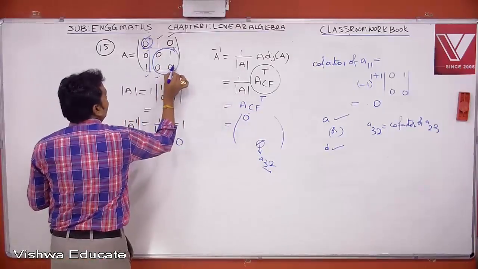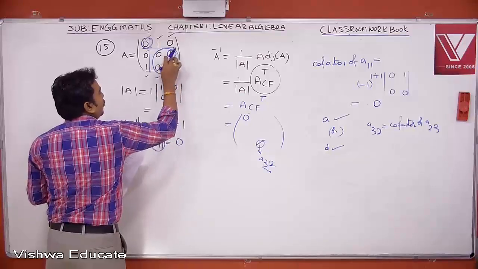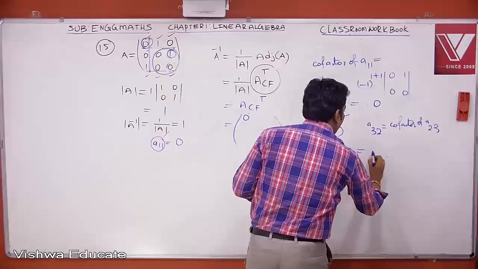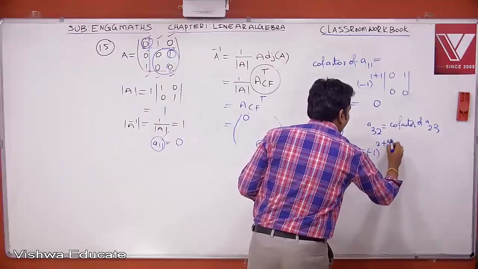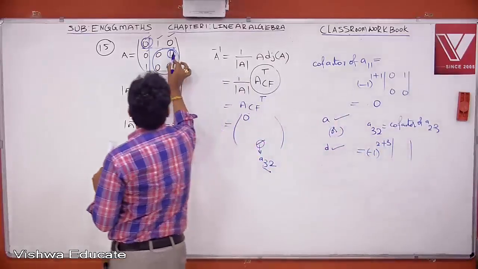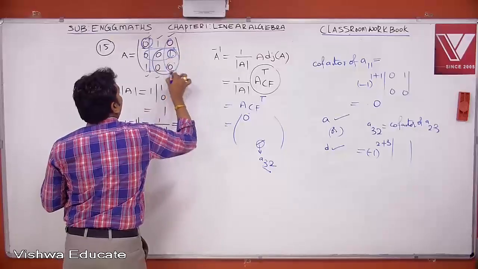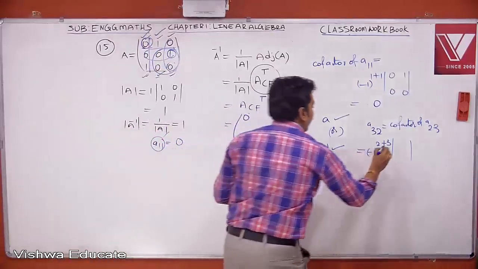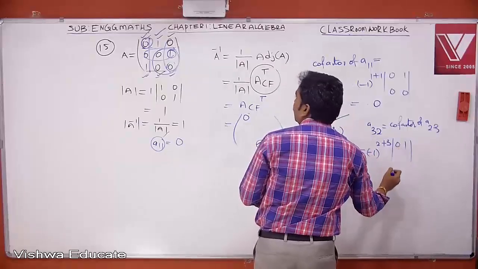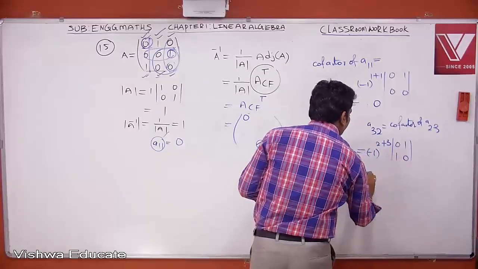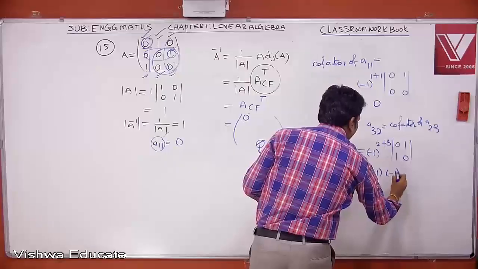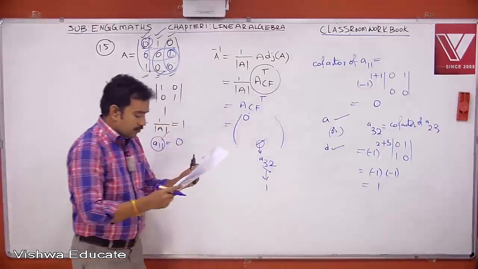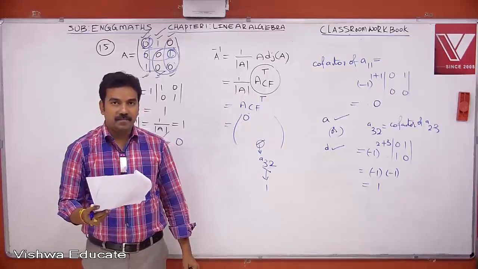Now what is A23? This element. Third element in the second row. Therefore, this is minus 1 whole power 2 plus 3 into the determinant of, eliminate this row and this column, we get this submatrix: 0, 1, 1, 0. Therefore, this is minus 1 into minus 1, this is plus 1. Therefore, this element is plus 1. Therefore, the answer is A.